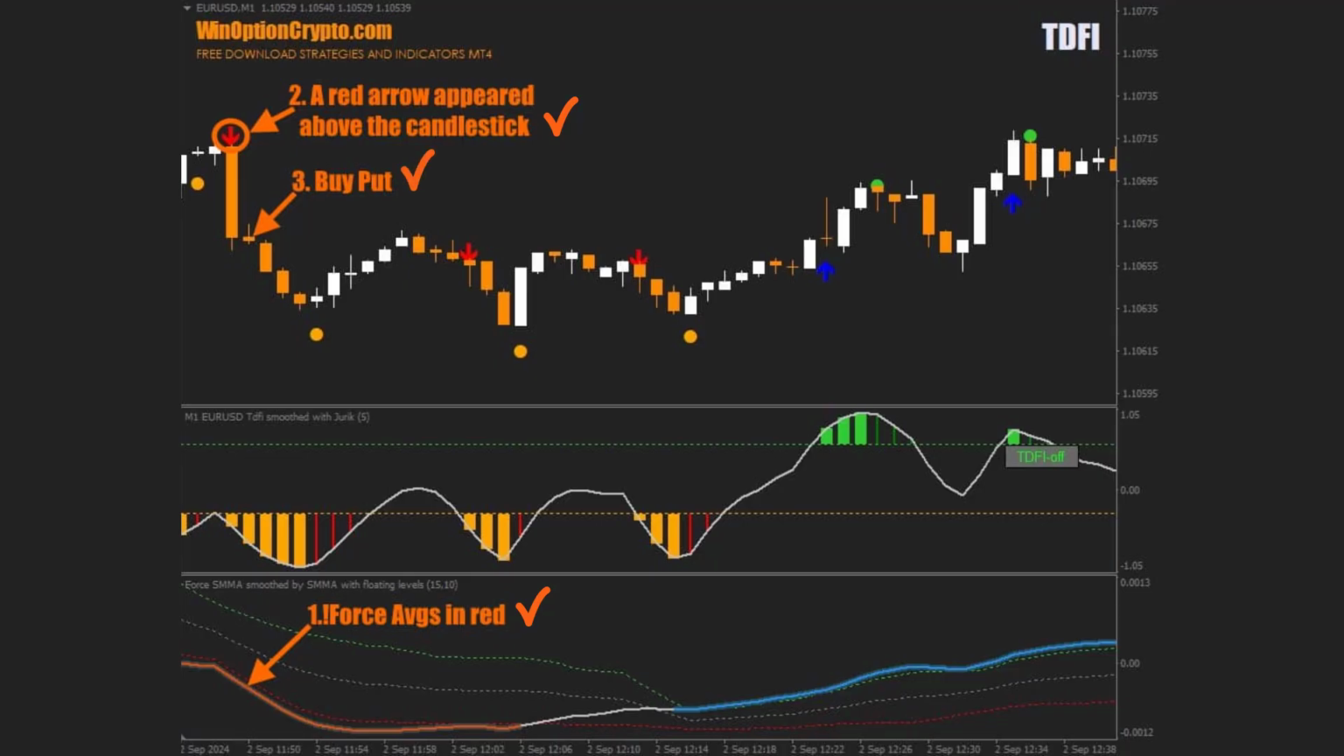We recommend setting the expiration time of transactions to 3 candles. However, this period may work differently depending on the asset. Therefore, we advise you to select the optimal time for holding positions based on the characteristics of the selected financial instrument and the results of testing on historical data.